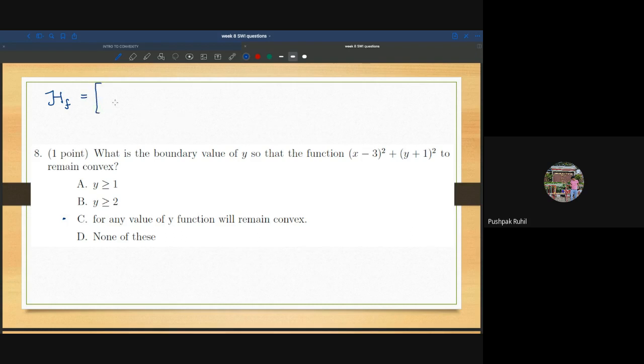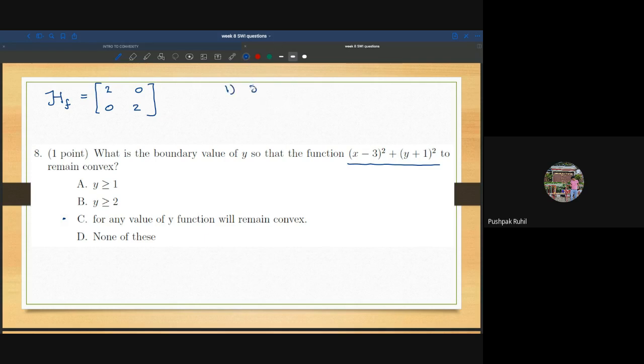And what would be the Hessian matrix? It would be the first derivative 2 and then we'll get 2. Because no variables are together, you're going to get 0, 0, and then similarly for this as well. So this would be the Hessian matrix for this function, which is (x minus 3) whole square plus (y plus 1) whole square. And you can see that both the conditions are always true no matter what the value of y is.